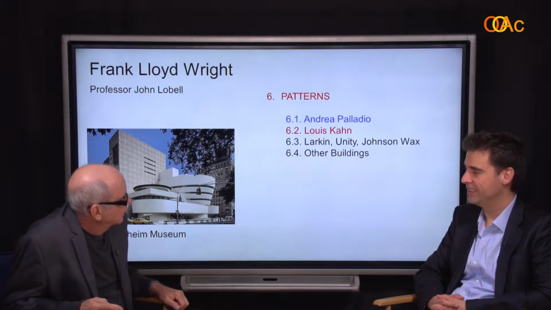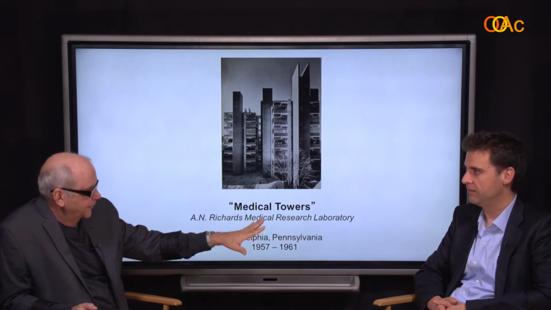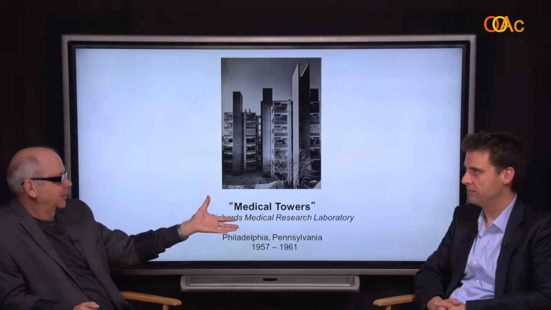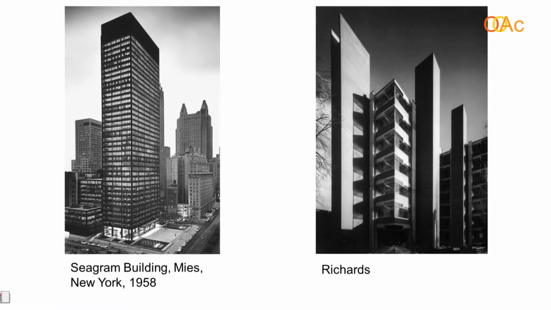Right. So Kahn's first important building is, we won't go into the official title, we architects call it the Medical Towers. It's a laboratory building at the University of Pennsylvania, and he did it in reaction to or against the architecture of Mies van der Rohe. Around the same time as the Medical Towers, Mies did the Seagram Building. Not the first, but an early glass skyscraper in New York, 1958.